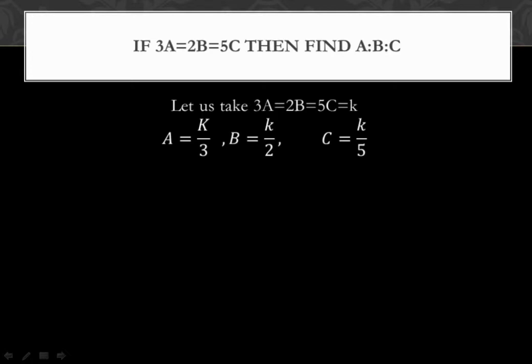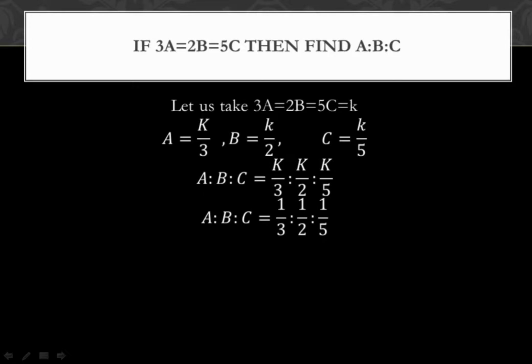Now we want the ratio of A is to B is to C. So I can write A is to B is to C equals K by 3 is to K by 2 is to K by 5. Now I can eliminate K from everyone. So dividing K from every term, I will get A is to B is to C is 1 upon 3 is to 1 upon 2 is to 1 upon 5.